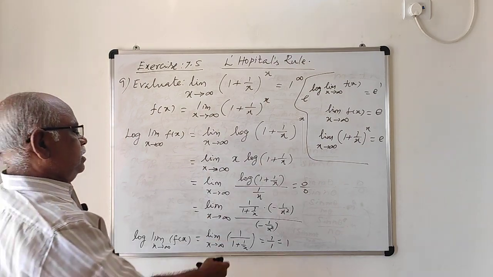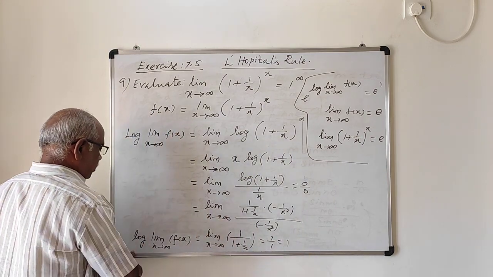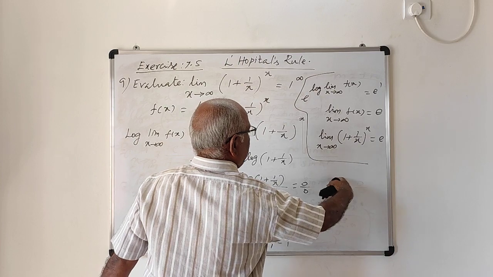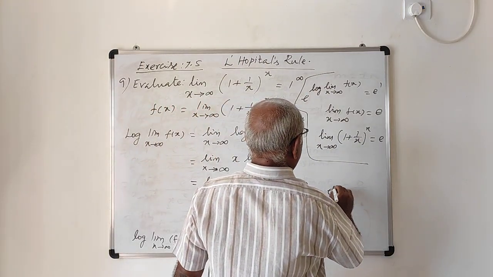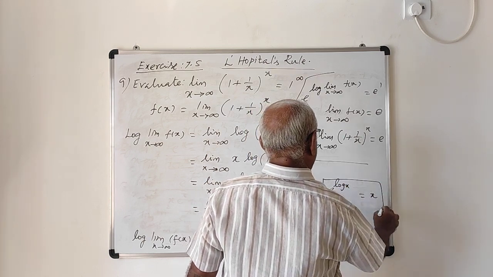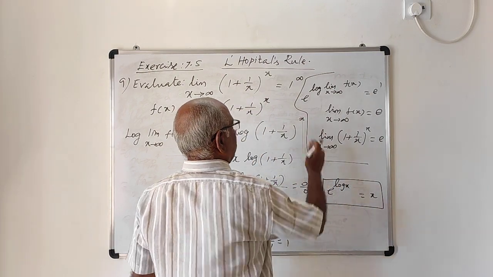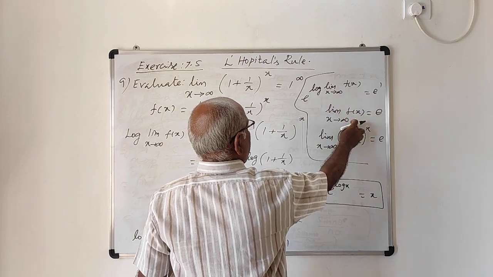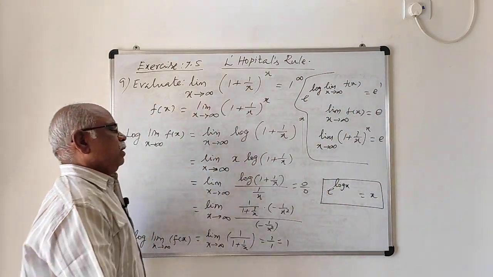I will erase this. To eliminate this log, we take the exponential on both sides, e power log. Log is a function only; e power log of x is x. The rule is e power log x is x. Exponentiation and logarithm are reciprocal functions and cancel, so you get only x. Therefore e power log of the limit as x tends to infinity of f of x, that is the given function, is equal to e, using this rule.